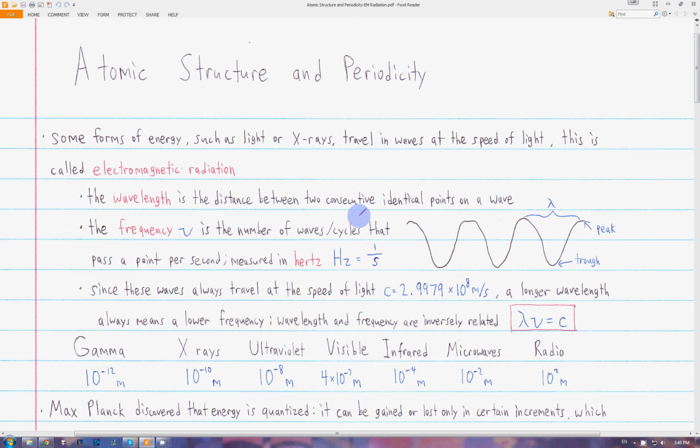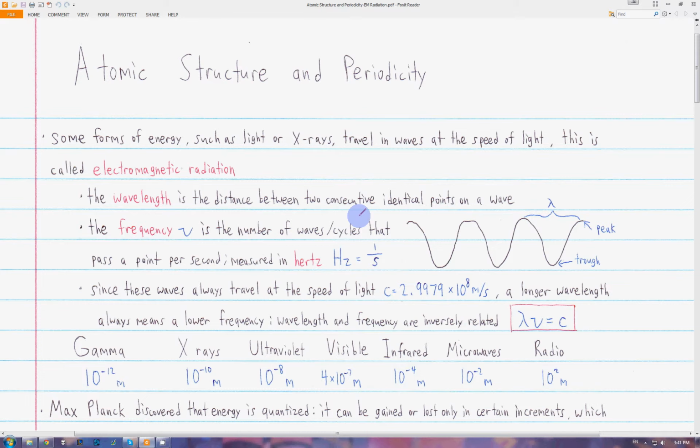In this video, we're going to talk about electromagnetic radiation and some of the major discoveries that led to the current model of the atom. So, one of the ways that energy travels through space is by waves moving at the speed of light. This is called electromagnetic radiation.